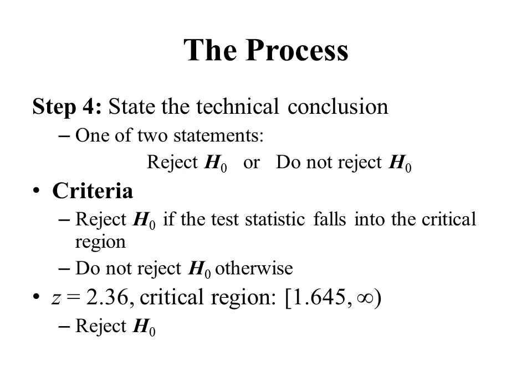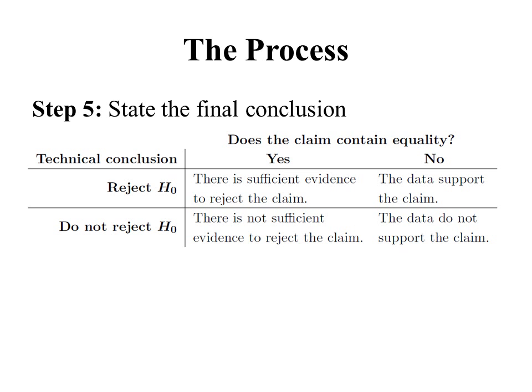Now, this conclusion is called the technical conclusion because it doesn't mean much of anything to anybody other than the person doing the analysis. And so the last step is to state the final conclusion in non-technical terms. To come to our final conclusion, we're going to look at two things. Number one, the technical conclusion, which is either reject or do not reject the null hypothesis. And then we're also going to look at our original claim and ask, does that original claim contain equality?